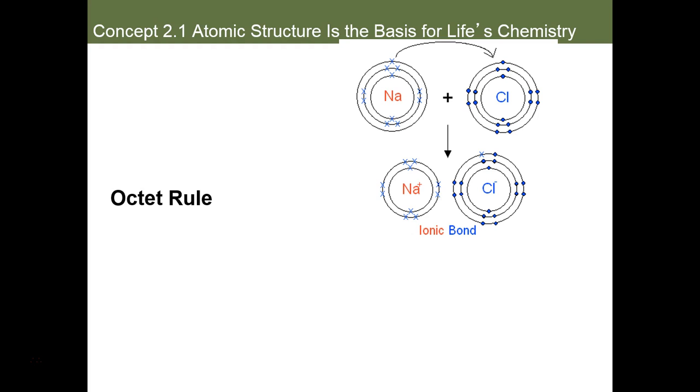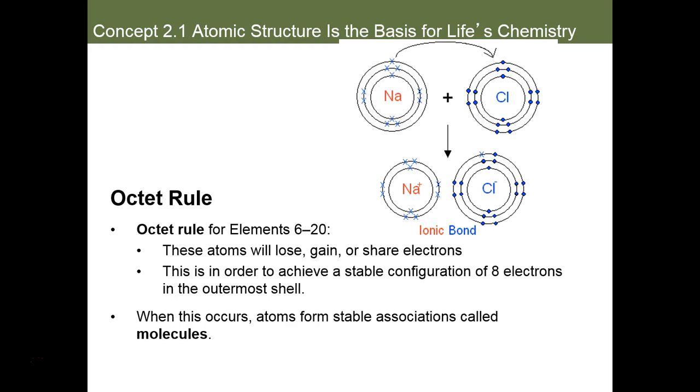The concept of electrons in the atom's shells leads us to our next topic, the octet rule. For elements with atomic numbers 6 through 20, these atoms will either share, lose, or gain electrons in order to maintain 8 electrons in their outermost shell. When atoms do this with their electrons, either gaining, losing, or sharing, they form stable associations called molecules.